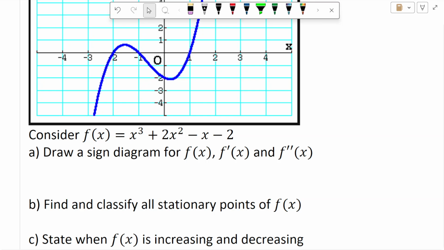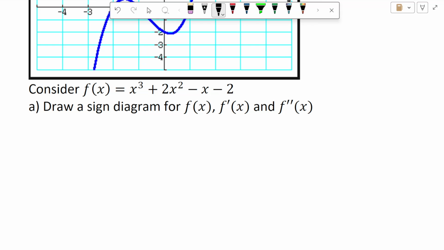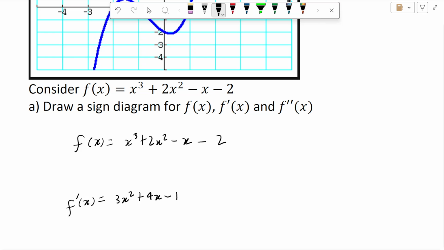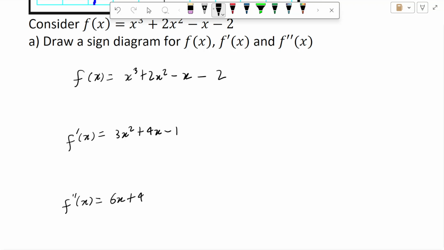So there's our function. We need to draw a sign diagram for all three bits, so I'm going to start by rewriting out our function. That is x cubed plus 2x squared, take x, take 2. We will get our derivative, which is going to be 3x squared plus 4x, take 1. And we're going to get our second derivative, which is going to be 6x plus 4, just like that.